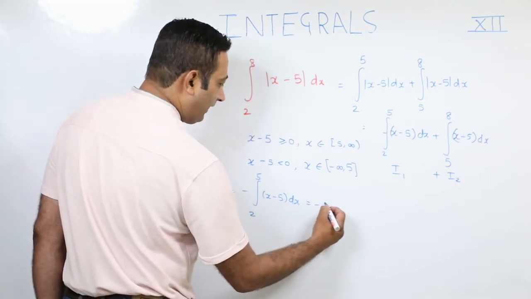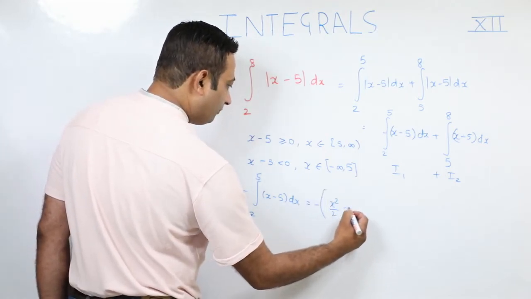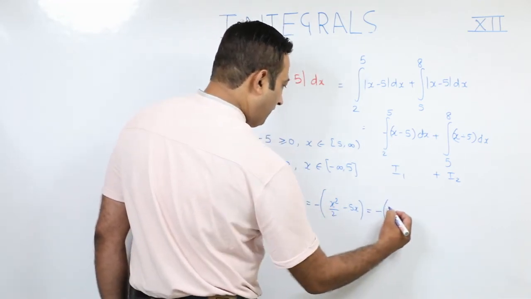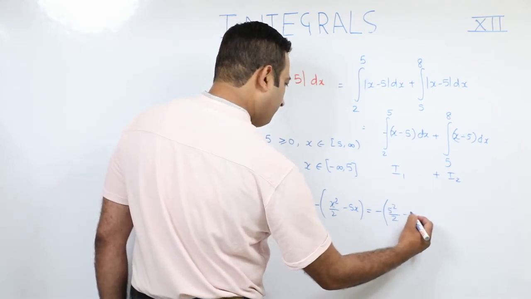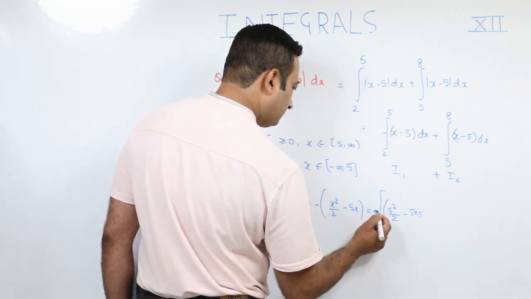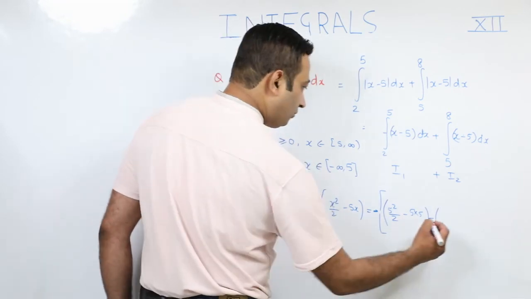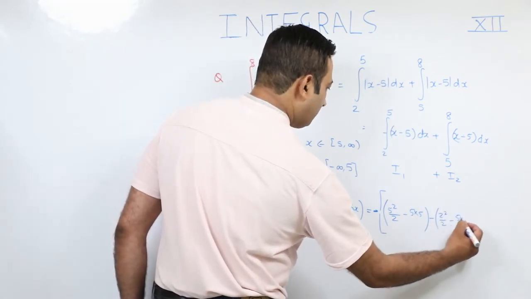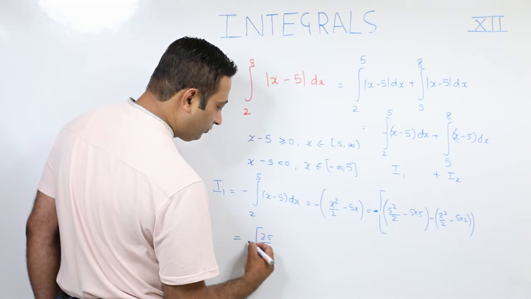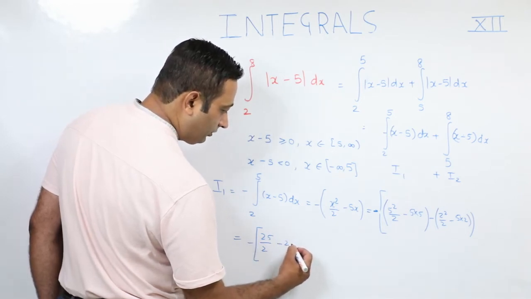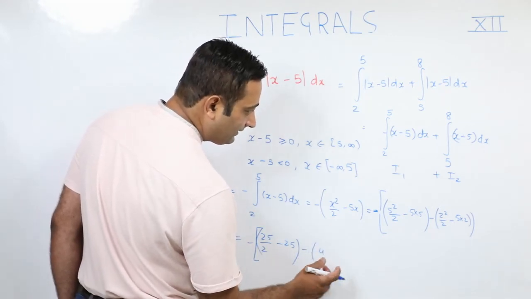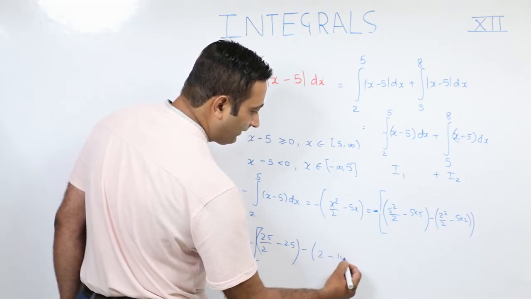sign, which is equal to minus of x square by 2 minus 5x, which is equal to minus of 5 square by 2 minus 5 into 5 and minus of 2 square by 2 minus 5 into 2, that will be equal to minus of 25 by 2 minus of 25 minus of 4 by 2, that is 2, and minus of 10.